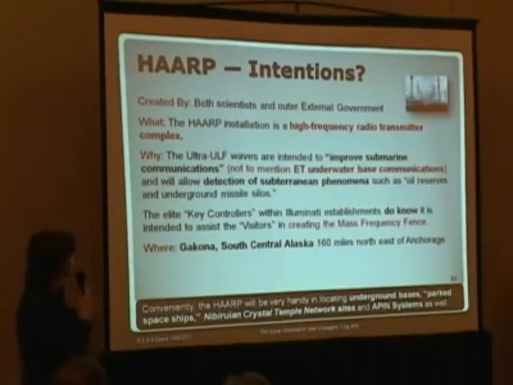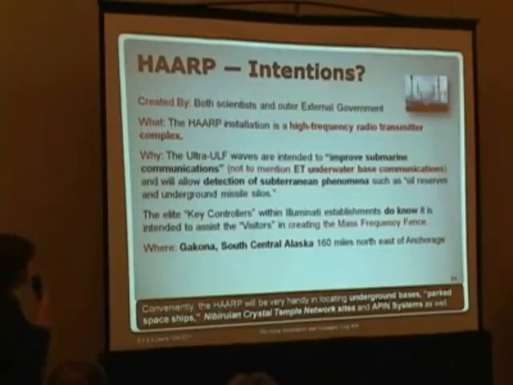Not to mention underwater-based communications, and it will allow detection of subterranean phenomena, such as oil reserves and underground missile silos. The elite key controllers within the Illuminati establishments do know it's intended to assist the visitors in creating the mass frequency fence. And we already know that it's located in Alaska. Conveniently, the HARP will be very handy in locating underground bases, parked spaceships, and Niberian Crystal Temple network sites and APIN systems as well. So this is one of the ways that they also detect the APIN systems.